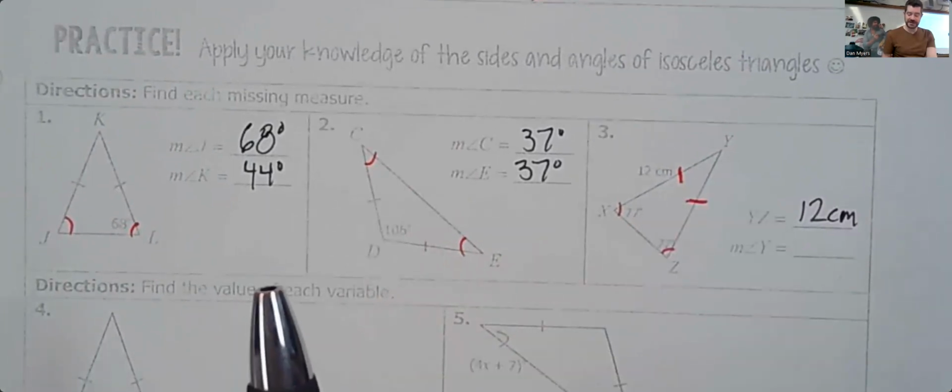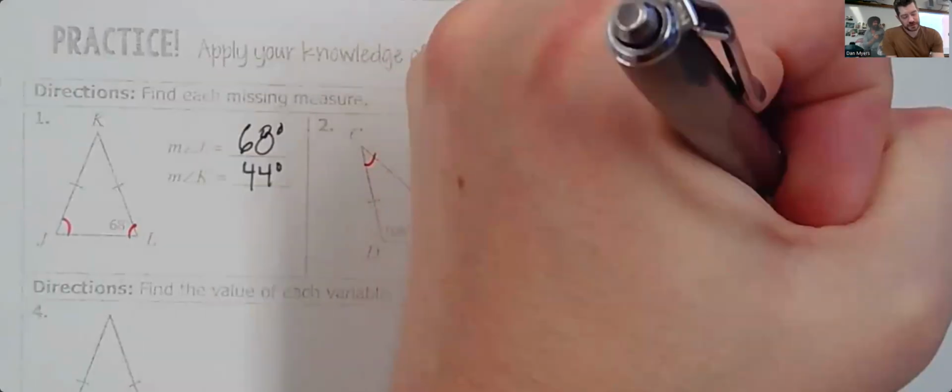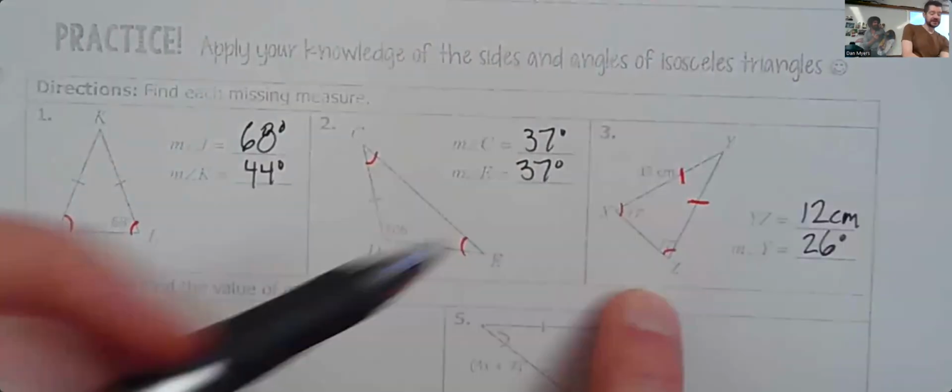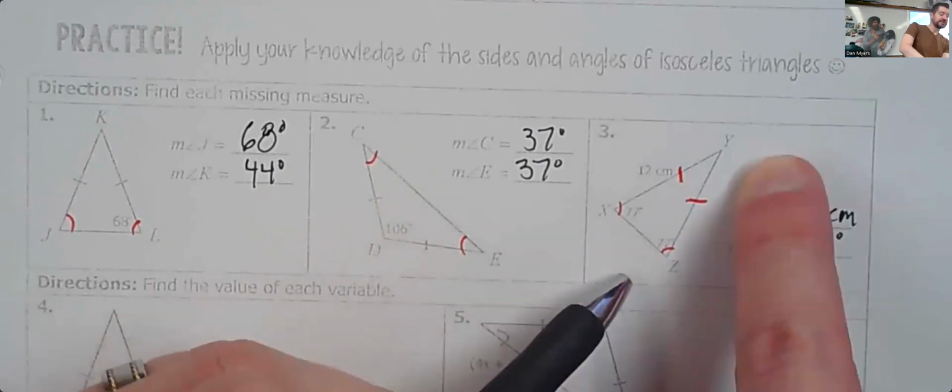So how many degrees is the vertex angle at Y? Angle Y is how many degrees? We're no longer just dealing with angles, we're dealing with both side lengths and angles. So how many degrees is angle Y? It's 26. 26 degrees. So each of the base angles down here is 77 degrees. If you add those up and take them away from 180, that gives you the measure of angle Y.